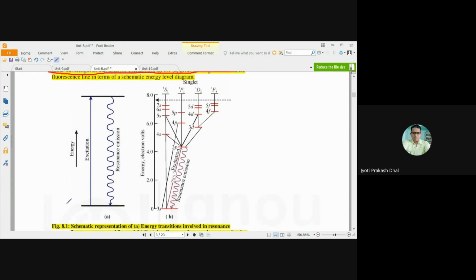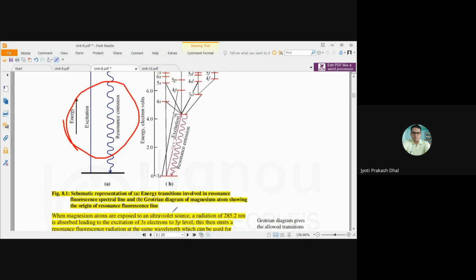In the diagram, you can see the atom is first in the ground state, in this energy level. It undergoes absorption of radiation from the different sources that we have discussed and is excited to a higher energy state. From the higher energy state, it emits electromagnetic radiation in the UV visible region. Here you can see that the wavelength or frequency of the excitation radiation is exactly equal to the wavelength or frequency of the emitted radiation. That's why this type of fluorescence is called resonance fluorescence.